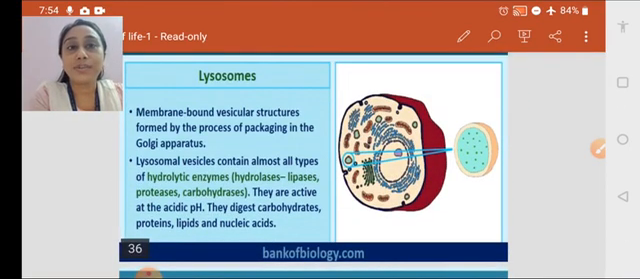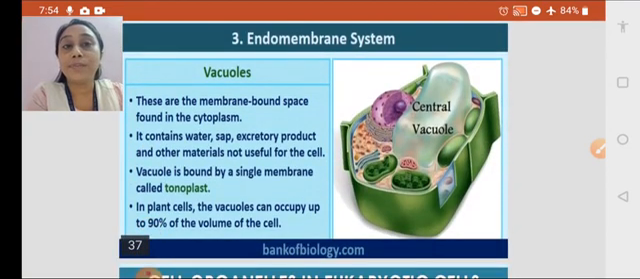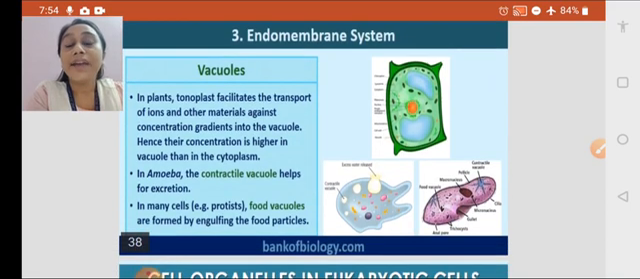We studied about lysosomes. Lysosomes are membrane-bound vesicles which contain lysosomal enzymes, the digesting enzymes. Then we studied another component of the endomembrane system, the vacuoles. Vacuoles are also membrane-bound sacs present in the cytoplasm. These vacuoles in plants are of very large size. The membrane of the plant vacuole is the tonoplast. Tonoplast is important because it carries out active transport. Vacuoles are also present in cells like amoeba and paramecium in the form of contractile and food vacuoles.